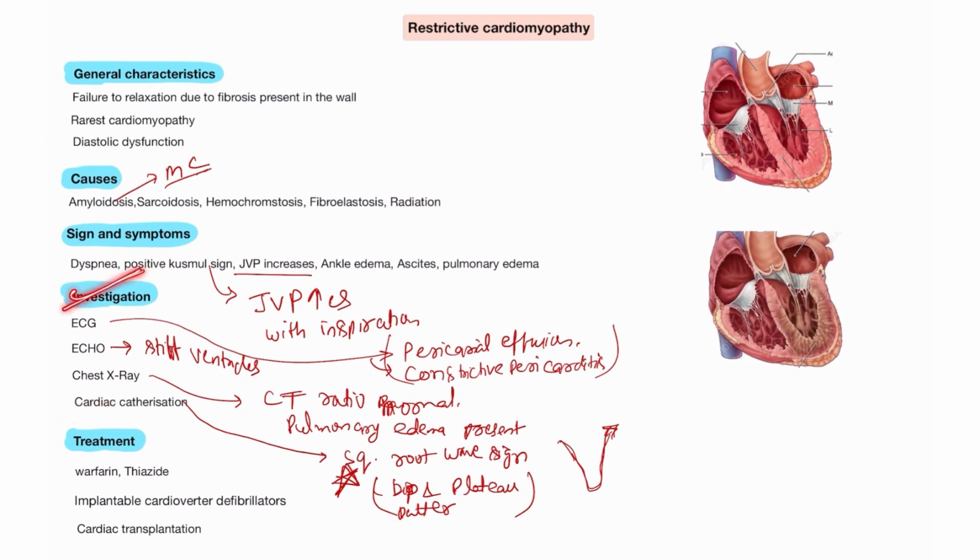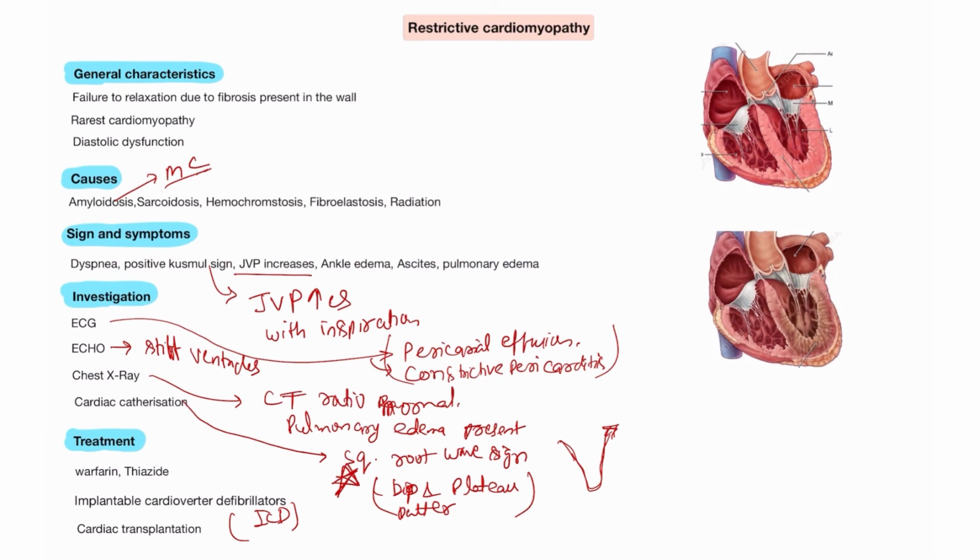So these are the investigations: ECG and echo. In the echo also you will see stiff ventricles, which is important in restrictive cardiomyopathy. What is the treatment? For drug of choice, warfarin or thiazide are used in restrictive cardiomyopathy. For treatment of choice, as I already said for HOCM, hypertrophic cardiomyopathy, and also in restrictive cardiomyopathy, you will use the ICD, the implantable cardioverter defibrillator.